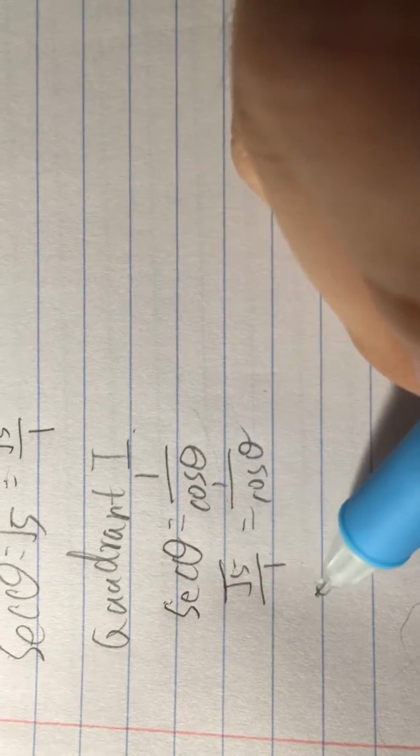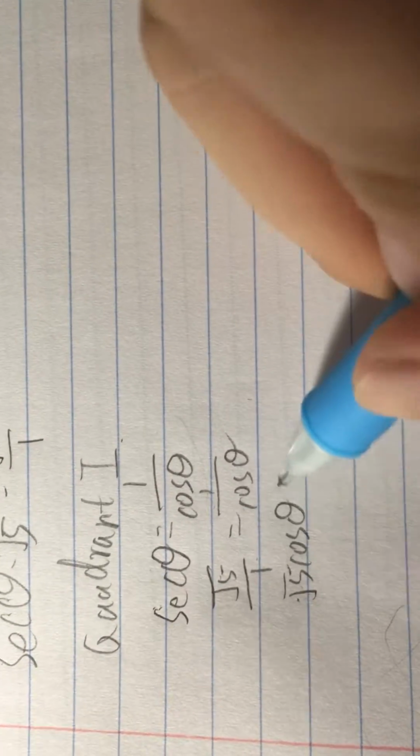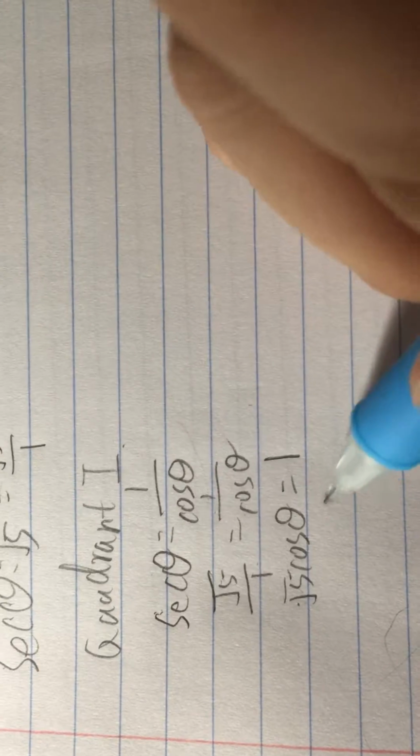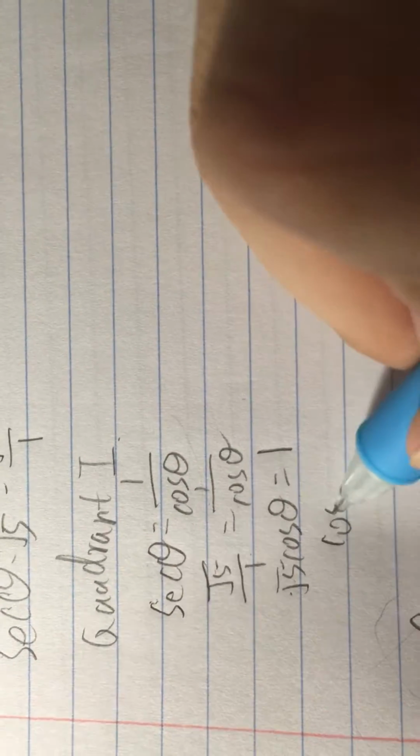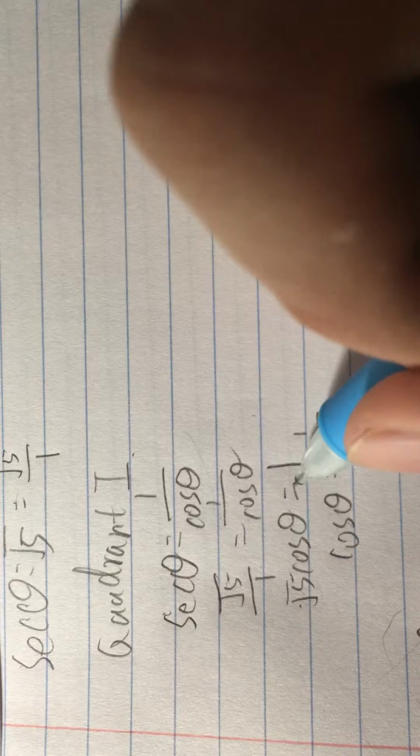And so we know, as an equation, we already know these two numbers multiplied equal to these two numbers multiplied. So we multiply square root 5 times cosine theta equal to 1 times 1, which is 1. So the cosine theta equal to 1 over square root 5, if we divide both sides by square root of 5.